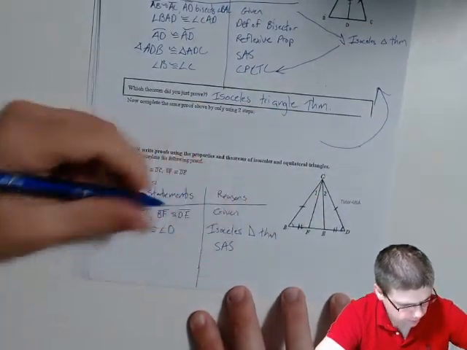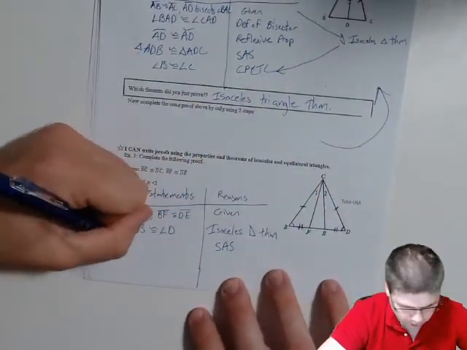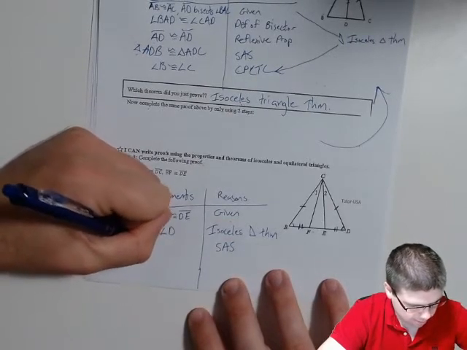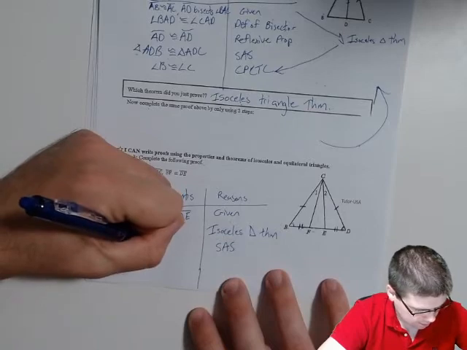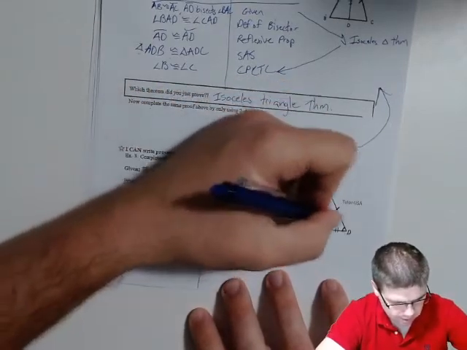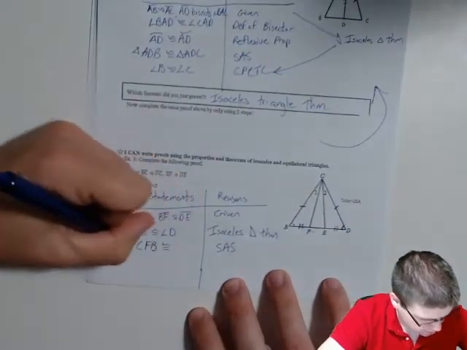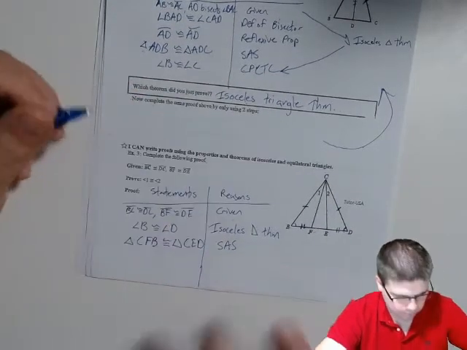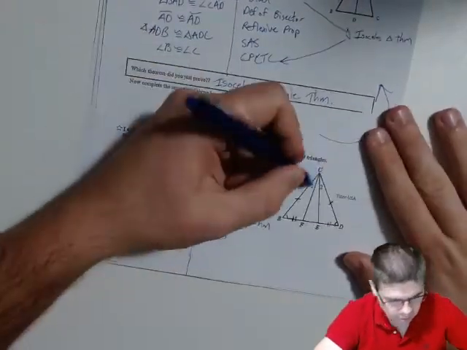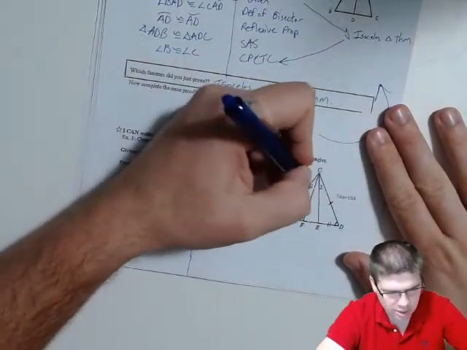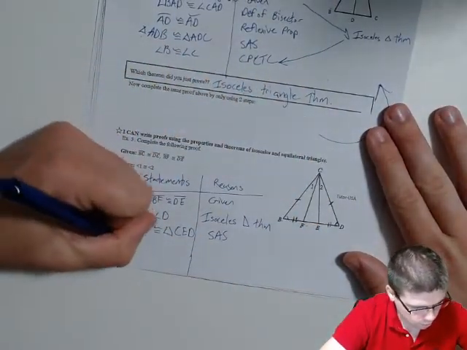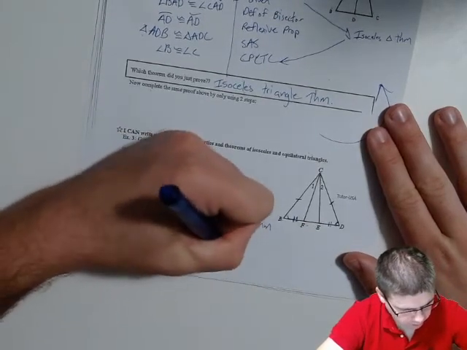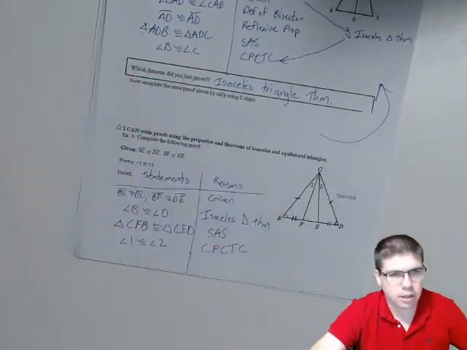So from side, angle, side, we can prove that triangle, doesn't matter what we call it here, we'll call it CFB, is congruent to triangle CED. And then from there, once I know this triangle is congruent to that triangle, these are corresponding parts. So angle 1 is congruent to angle 2, and that's because corresponding parts of congruent triangles are congruent.